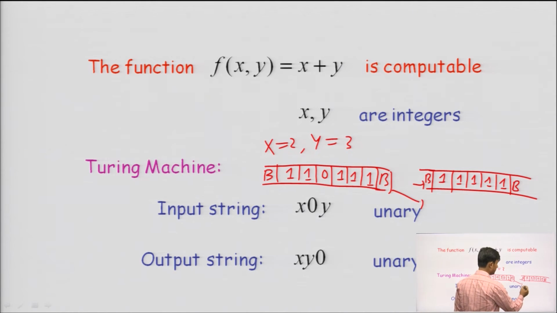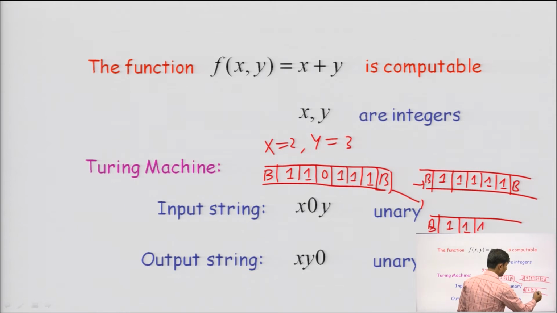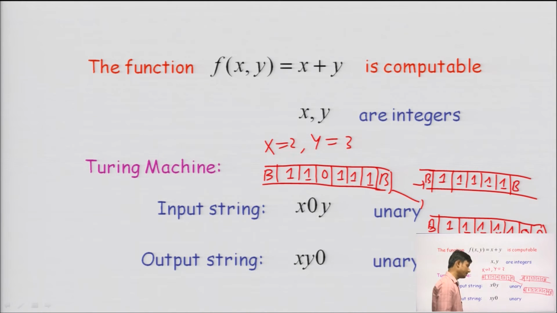Another way you can do it. If you want to keep the 0, then you can do it like this: b 1 1 1 and 1 and 1 and this is 0 and this is b. If you want to remove the 0, you can, otherwise you can keep it on one side. So, in this way you can design your Turing machine. This is the input or this is the output. So, how to design, we will go to that only.